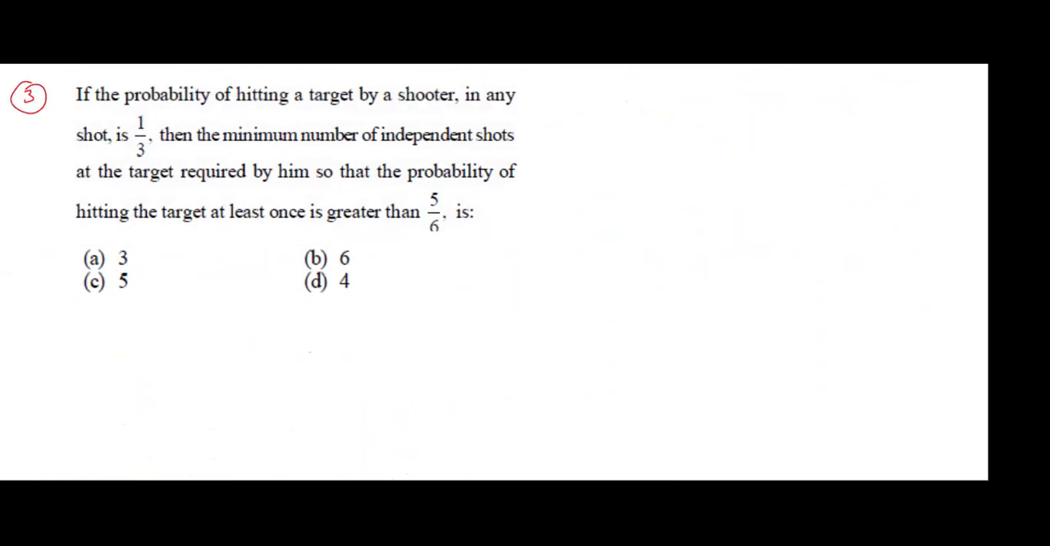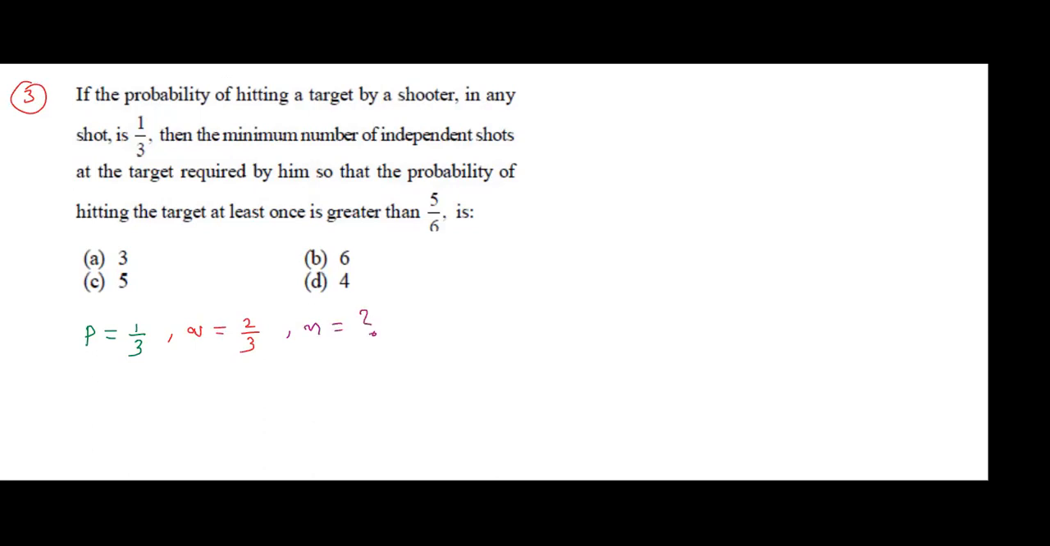If the probability of hitting a target by a shooter in any shot is 1 by 3, that means here p value is 1 by 3. Then what is q? 1 minus 1 by 3, that is 2 by 3. The minimum number of independent shots at the target required, so we need to find the n value. They didn't give an n value.